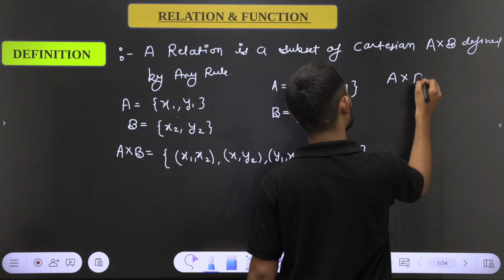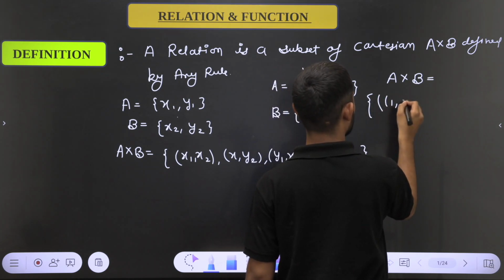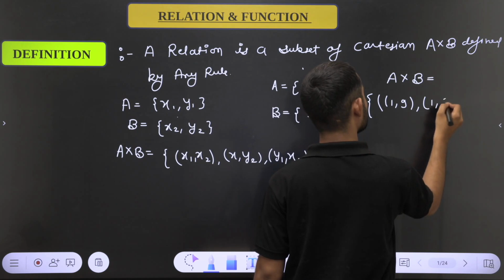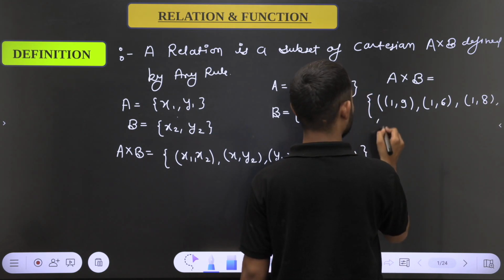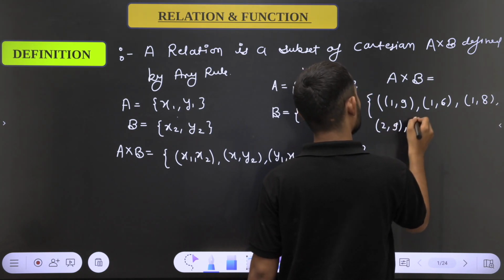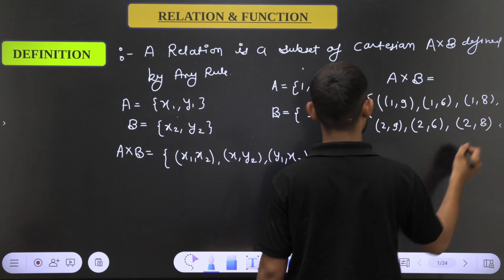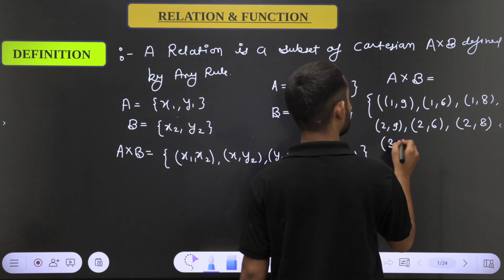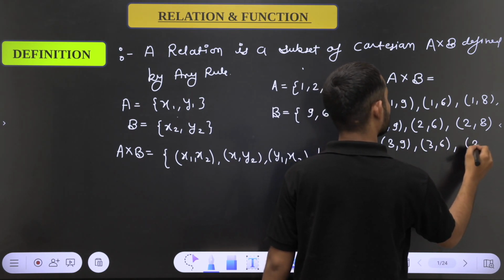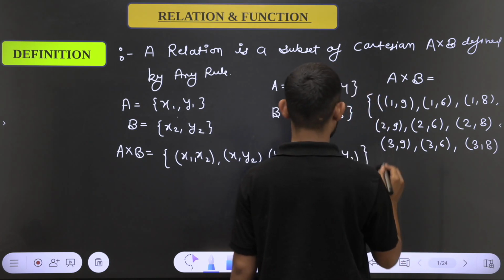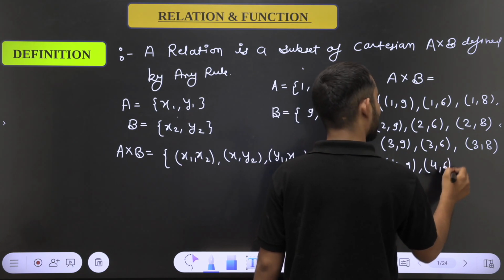A cross B equals 1 with 9, 1 with 6, 1 with 8, then 2 with 9, 2 with 6, 2 with 8, then 3 with 9, 3 with 6, 3 with 8, then 4 with 9, 4 with 6, and 4 with 8.